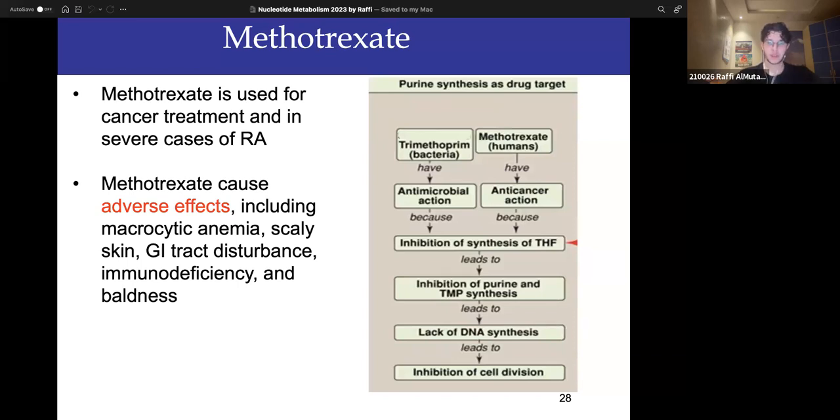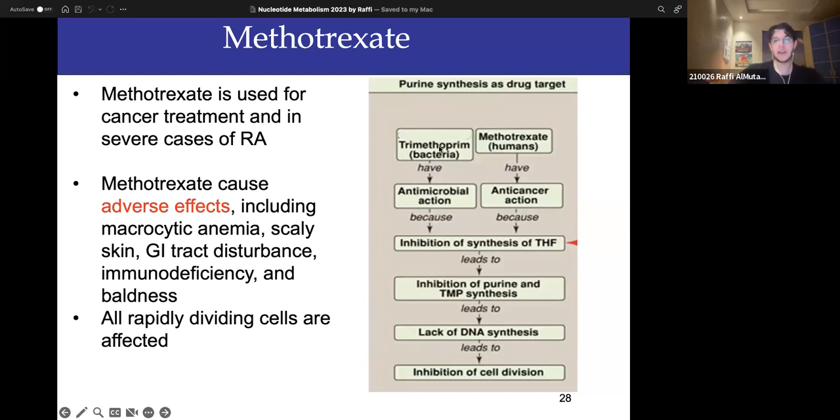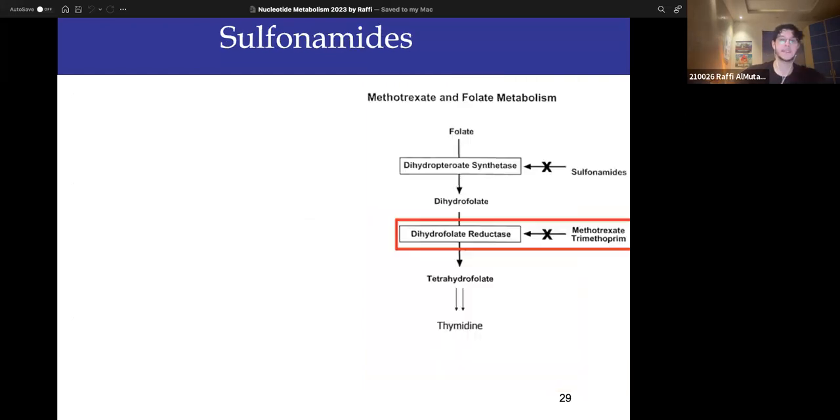We have another drug, which is quite similar, and this is called trimethoprim. Trimethoprim is an antibiotic. It also inhibits dihydrofolate reductase. And as you could imagine, because of this, it also has similar consequences in the sense that all of the cells are affected, both the bacterial and the human cells.